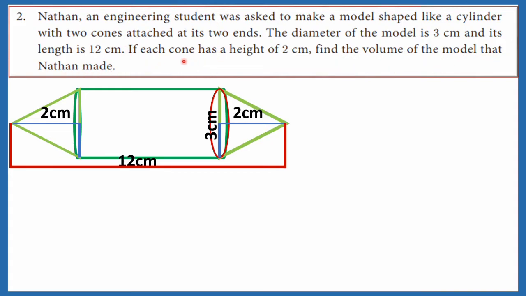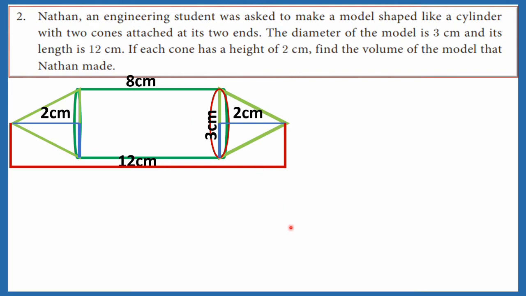First read the question carefully and draw the diagram. Then only you can easily solve the problem. Cylinder with 2 cones attached together, total height 12 cm and diameter 3 cm, height of the cone 2 cm. It is given in the question. We have to find the volume of the model. Here we have to find the height of the cylinder. So total height 12 cm, then left side 2 cm, right side 2 cm. So 12 minus 4, 8 cm is the height of this cylinder.